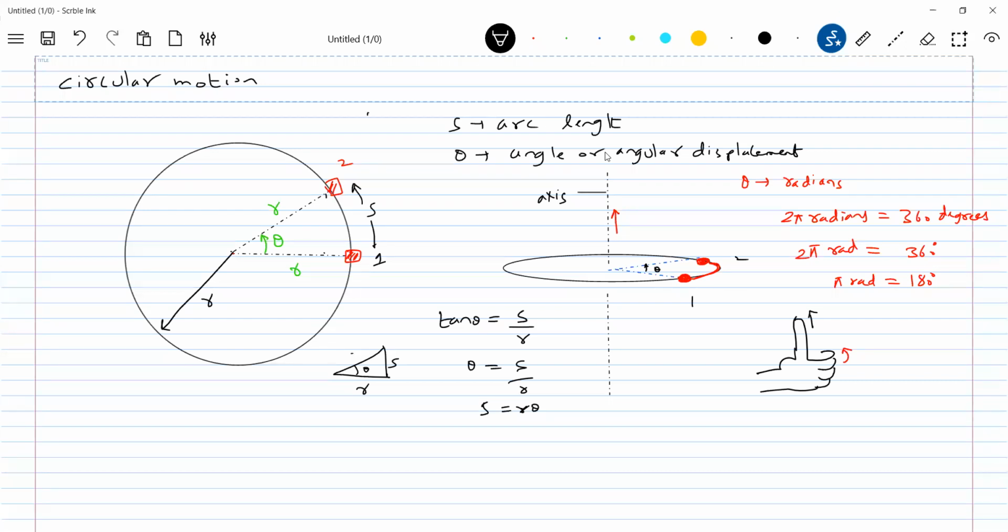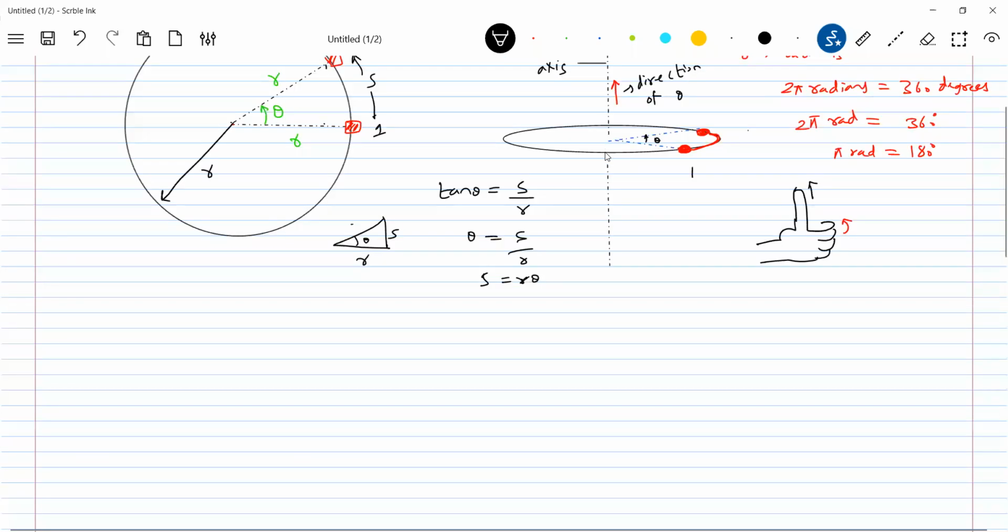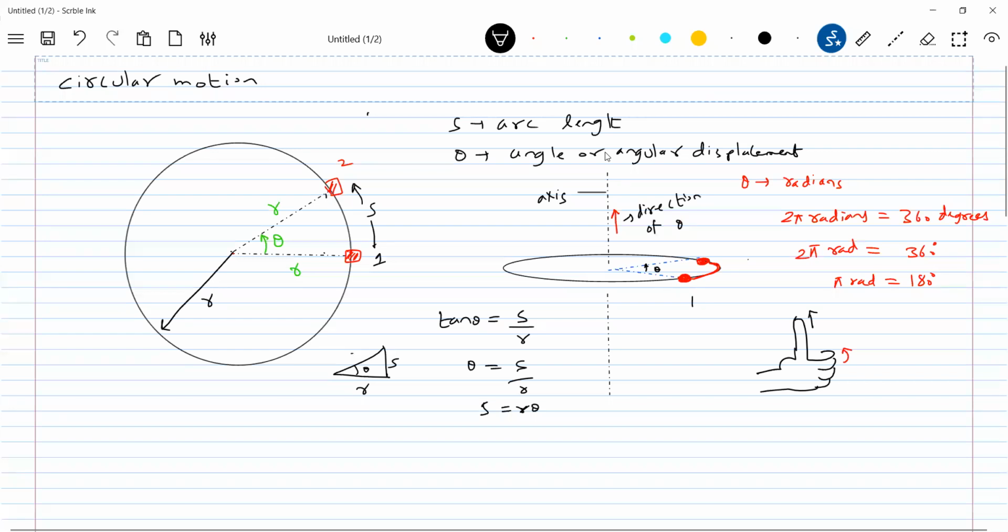Okay, this will be S equal to r theta. We'll get a condition like this. I think this is something very important. So what is this red color arrow? This will give the direction of theta. Theta we usually express in radians. Now let's do one thing. This particular particle will take some time to move from 1 to 2, and in that it will cover an arc distance S.